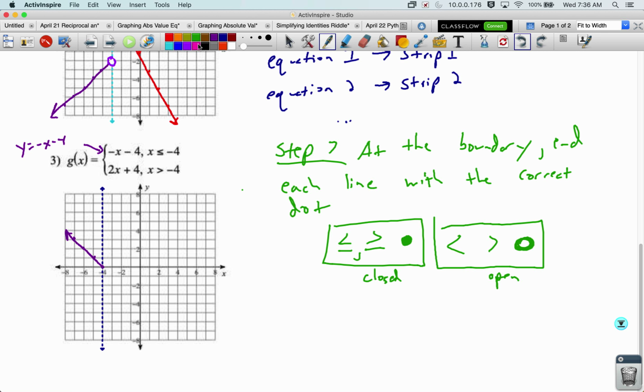All right, second equation. Rewrite it with the y equals, so y equals 2x plus 4, point at 4, slope of 2. We'll stop once we hit the boundary. All right, put a dot at the ends of both of them, but which one are we going to fill in? We're going to fill in the top one because it's got the or equal to. I'll make this one open.